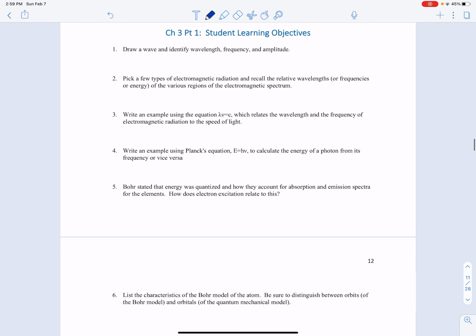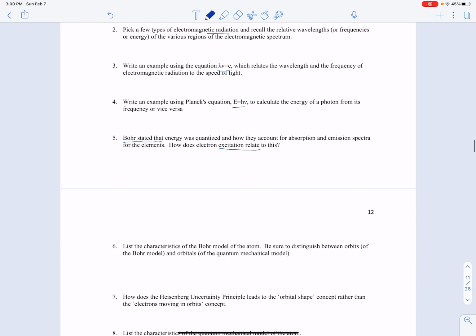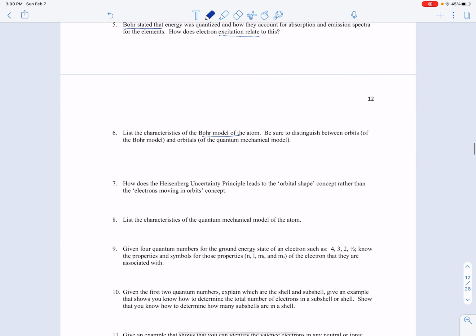So to review, what we've covered is we've talked about waves, we've talked about wavelength, frequency, and amplitude. We have talked about the electromagnetic radiation spectrum and just what kind of waves are on different parts of the spectrum. We've used these equations. We've talked about Bohr and electron excitation. We've talked about Bohr's model. Make sure that you understand the difference between Bohr's orbits and orbitals, which is a quantum mechanical model, but it's hard to draw, so we usually revert back to using Bohr's pictures.